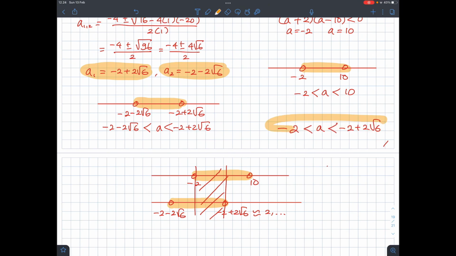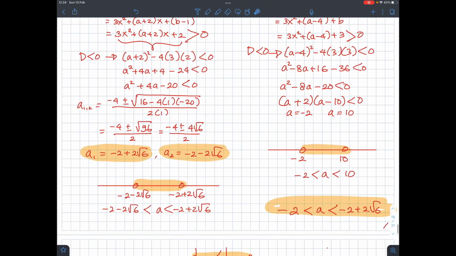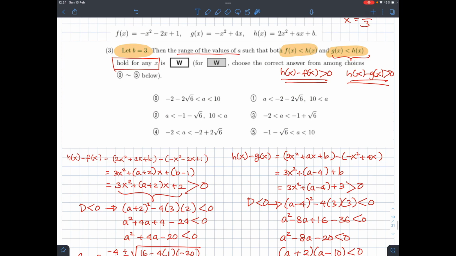This is okay. Let's check here, negative 2, this part I think. Okay, so we fill the w with 4, or this one. Okay, I think this is it.